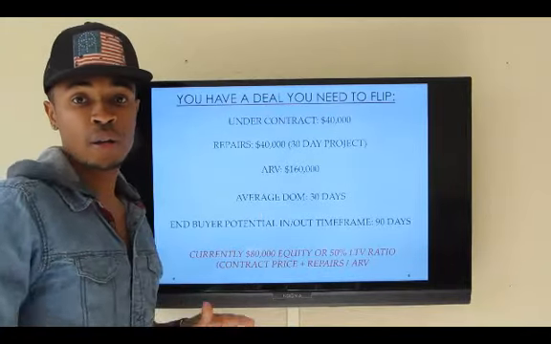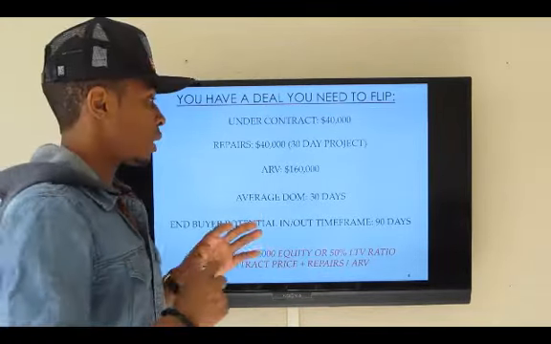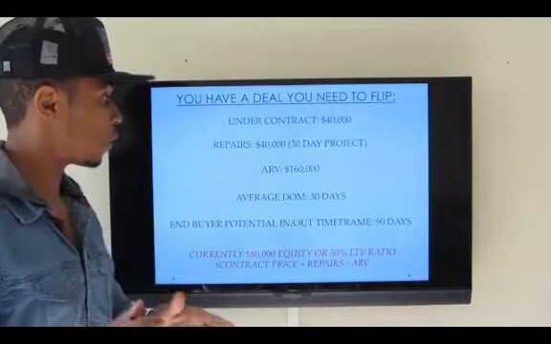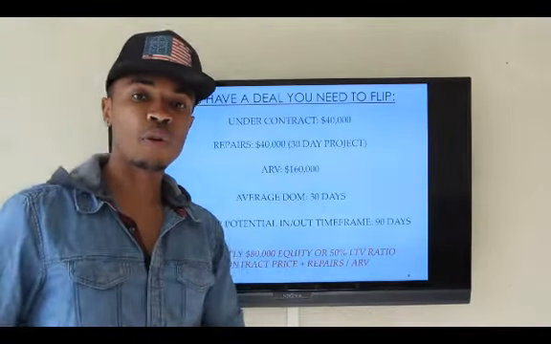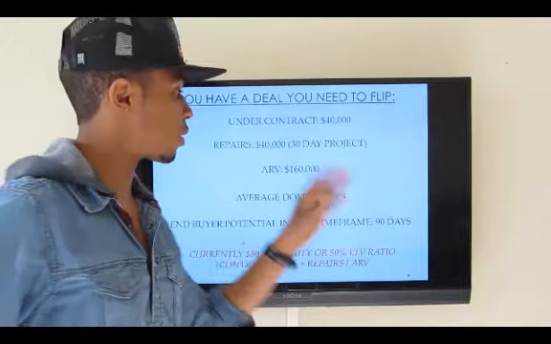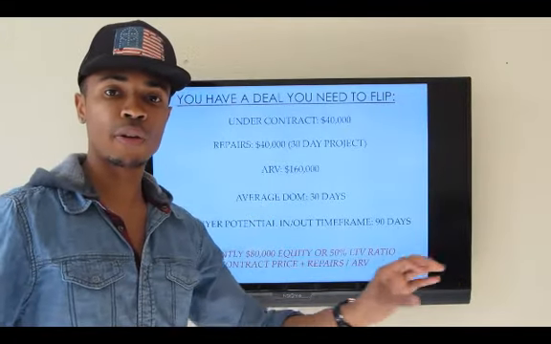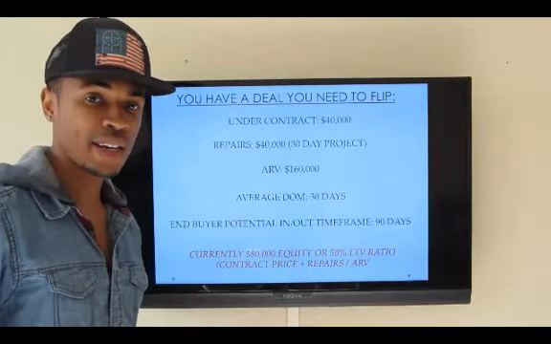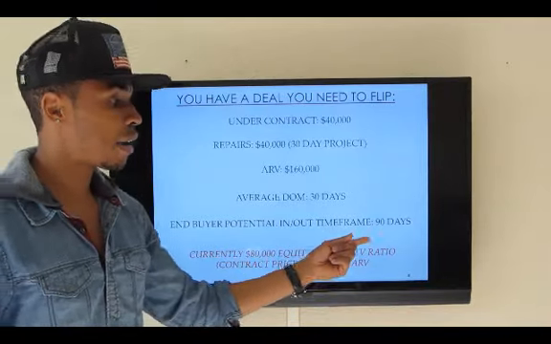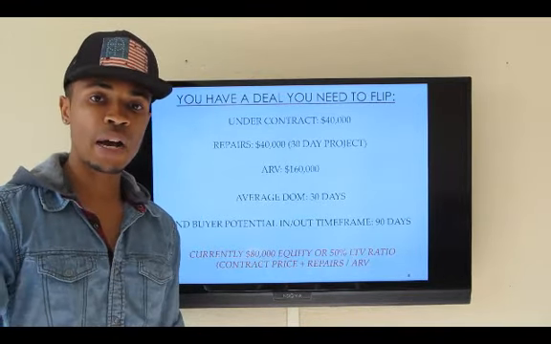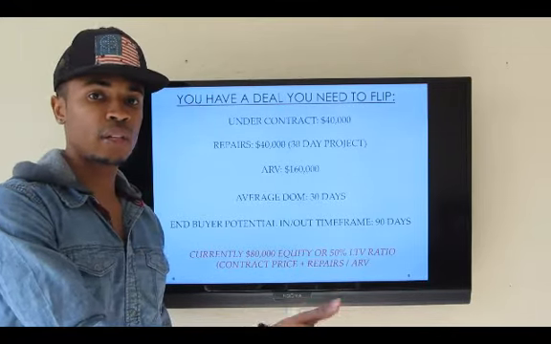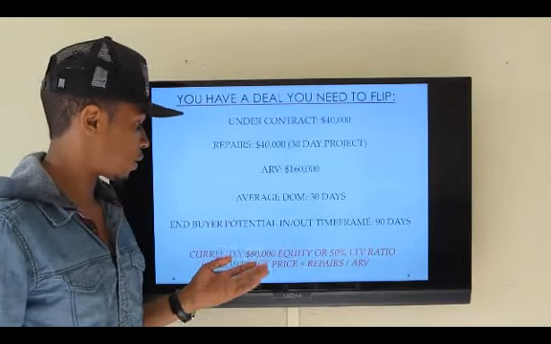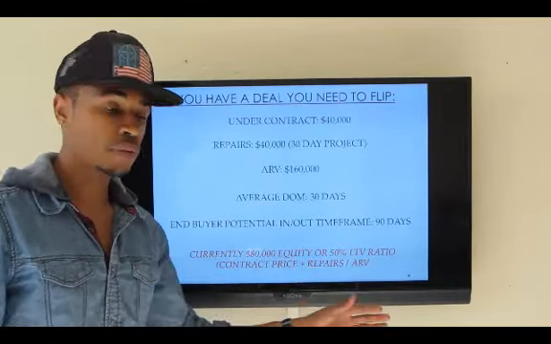The numbers work pretty much for any buyer, but to make you a little savvier, knowing your end buyer's cost of money and who to flip this deal to can depend on how much you make on your deal or not, okay? So the average DOM, or days on the market, is 30 days, all right? The end buyer's potential in and out time frame is 90 days. So he's going from the time he buys it, to the time he or she sells it and gets their paycheck on their end, it's 90 days, all right? So currently there is $80,000 equity, or a 50% LTV ratio.